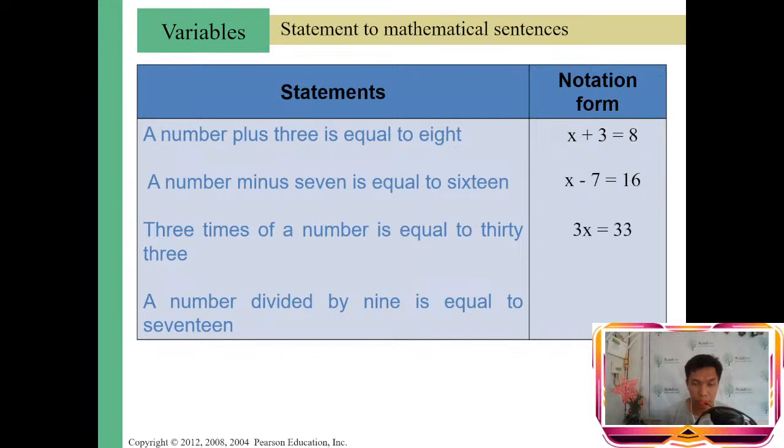3 times a number is equal to 33. Look at this one. 3 times a number. A number divided by 9 is equal to 17. So it is very easy to convert from a statement into the notation form.